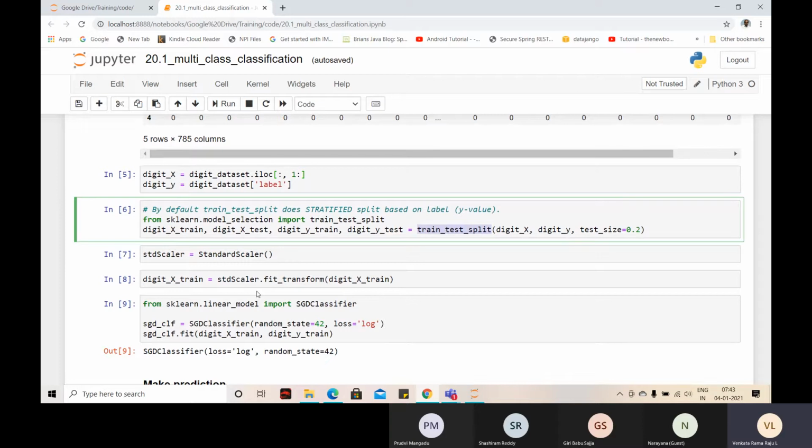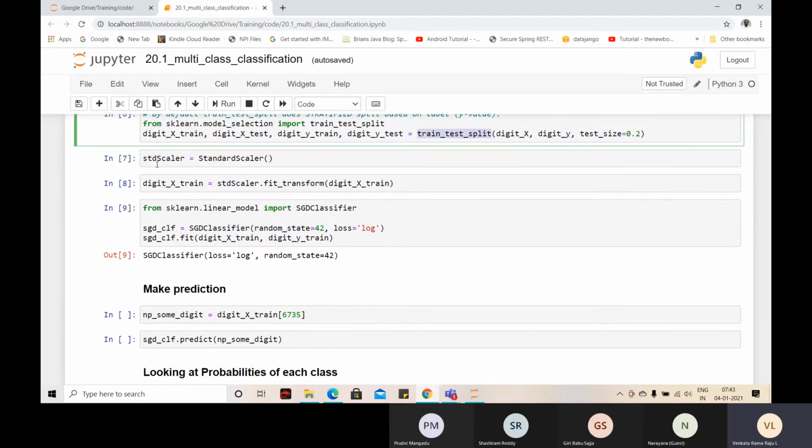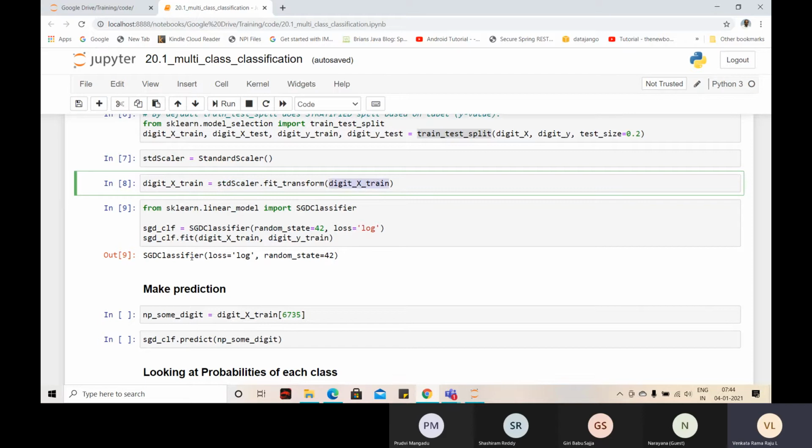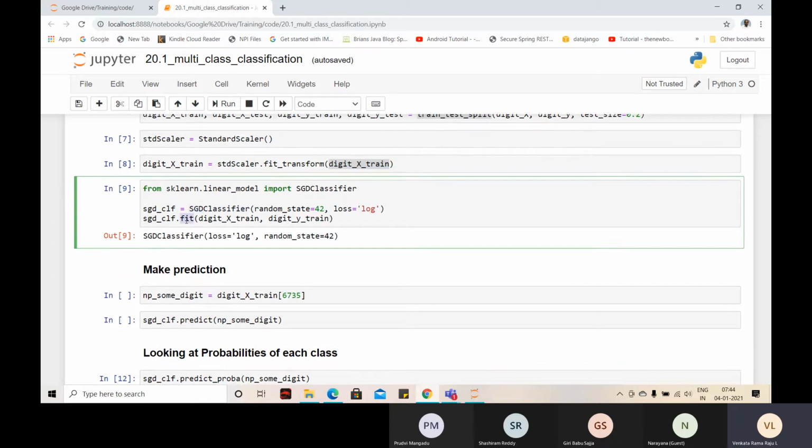Both are going to be distributionally similar, so distributional differences will not be there. So whatever understanding we make on the train set is going to simulate and explain whether it is going to work well on the test set or not. So that is stratified sampling's importance, and train test split will do that. And now I applied standard scaling. I called fit transform on the X train, and then I used an SGD classifier and fitted the model.